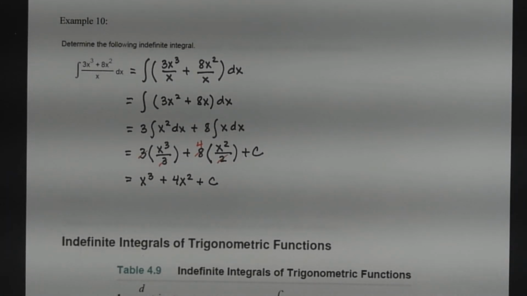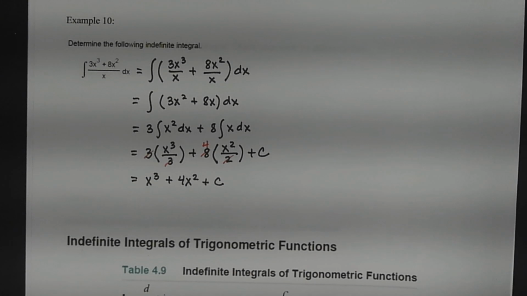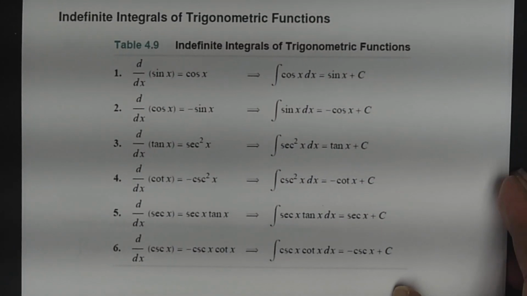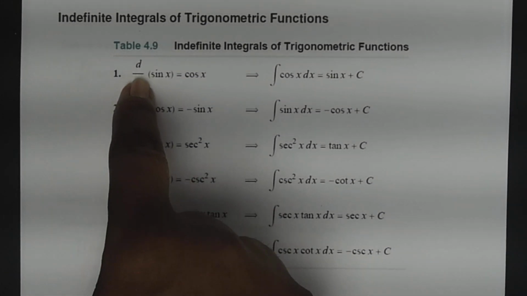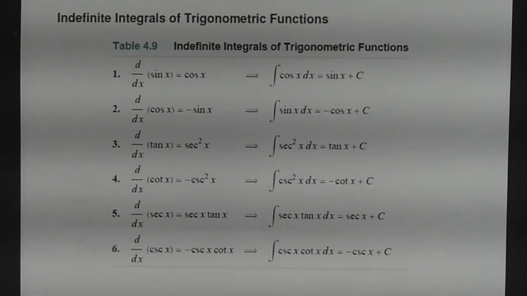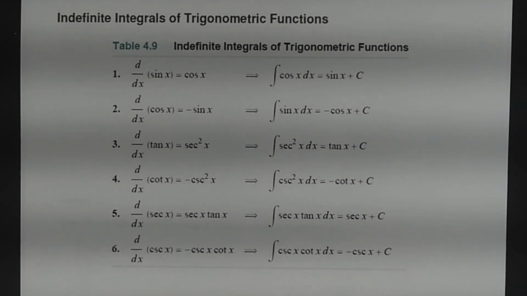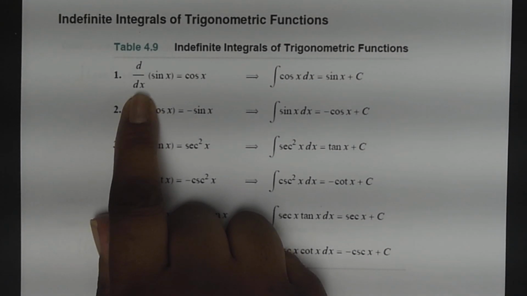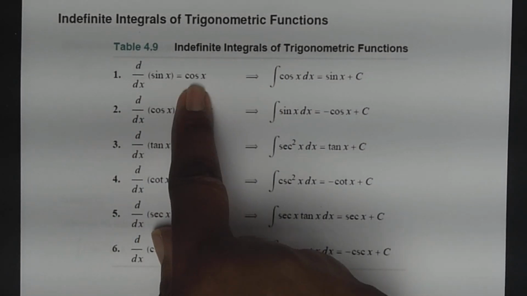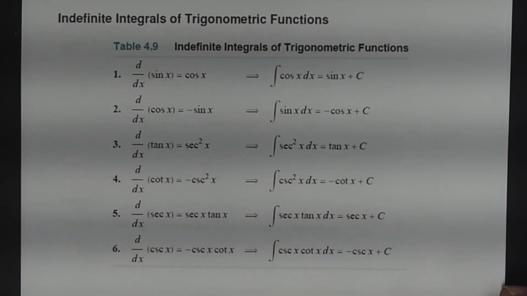All right, next we'll look at indefinite integrals of trigonometric functions. So somewhere back in chapter 3, we did talk about the derivatives of our 6 trigonometric functions here. If you notice, on the left-hand side are your 6 trig functions. The right-hand side would be their corresponding integrals. So the derivative with respect to x of sine of x, that's the cosine of x. That would mean the integral of cosine of x dx will be sine of x plus c.